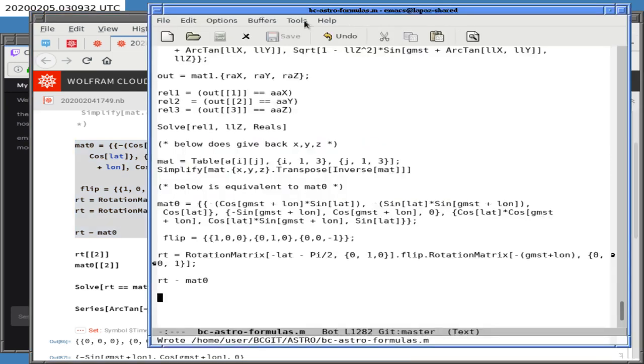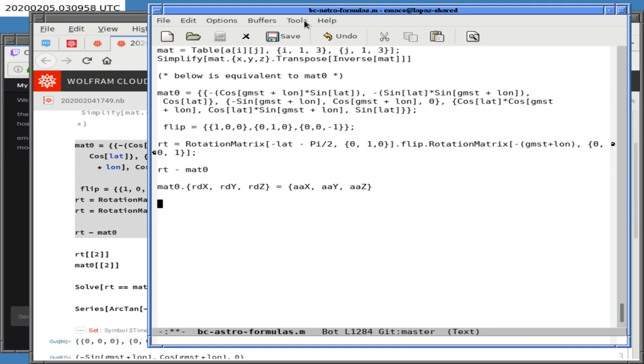So now that we have this, the rotation matrix is equal to this. We also know, of course, by definition, mat zero of AAX, AAY, AAZ converts the right ascension and declination to the azimuth and altitude. That's what it's supposed to do. So mat zero is the same thing as, let's call this R lat, because it's the matrix that involves the latitude. And flip is flip. R lon actually involves GMST, but that's not a huge deal. Is this matrix.